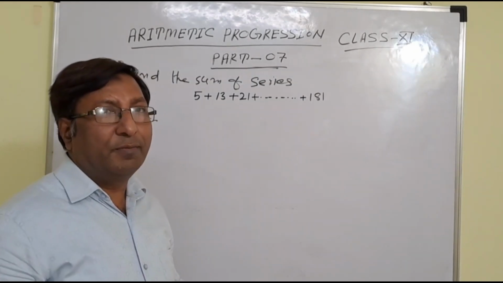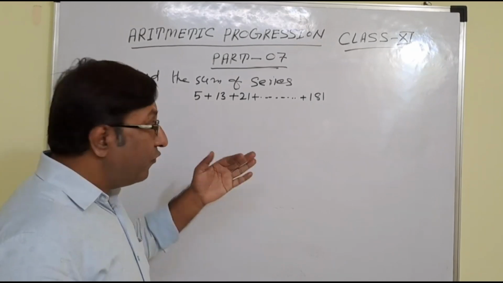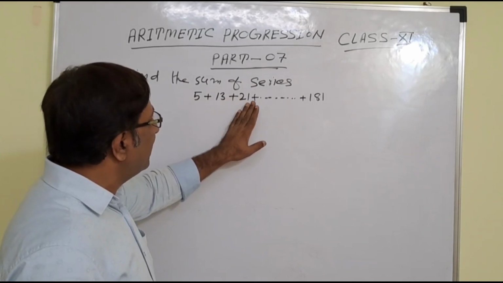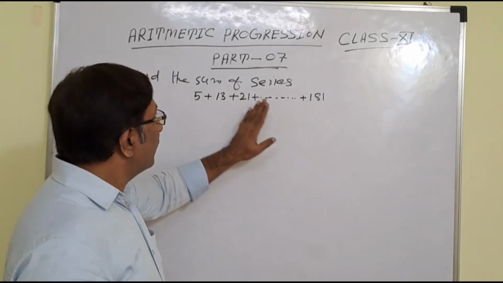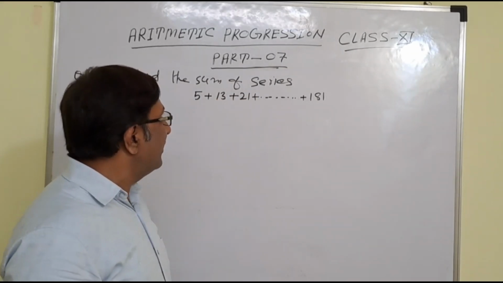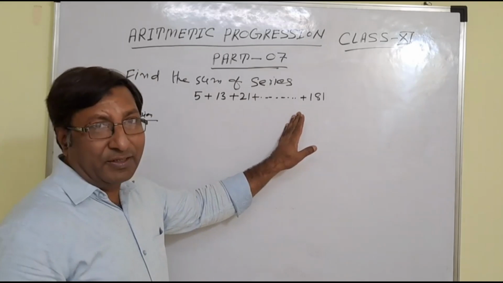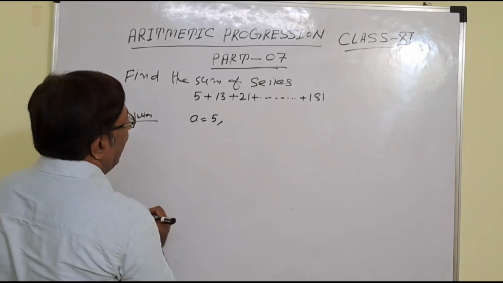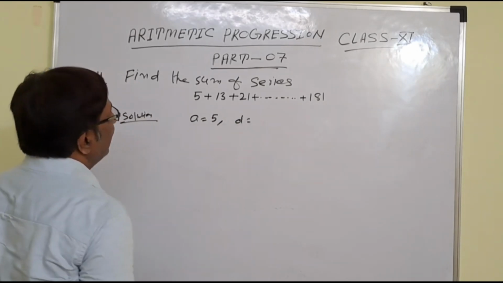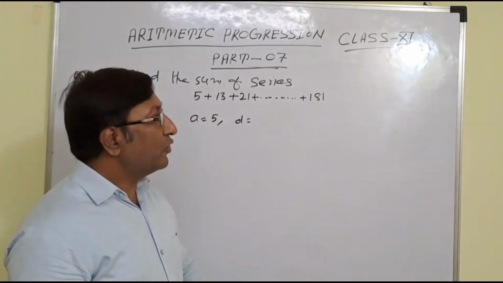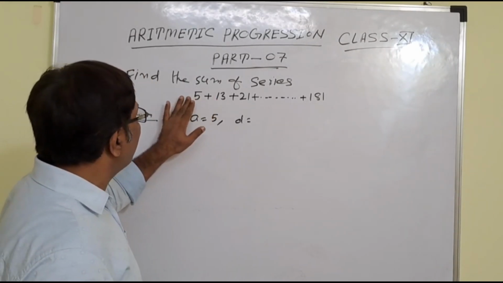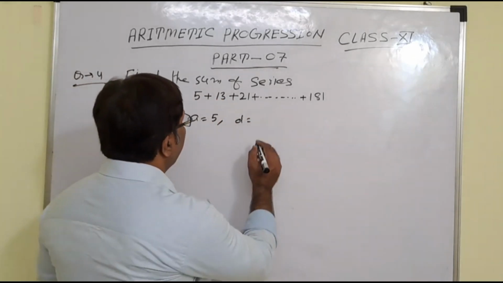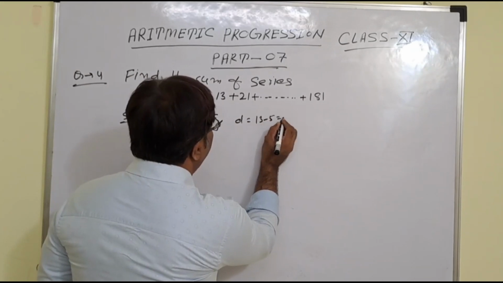Now see question number 4. The next question 4 is: find the sum of the series 5 plus 13 plus 21 plus and so on up to 181. For this type of question, the simple rule again is this. We are finding the sum of a series. The first term A is given, 5. The common difference is not given, and it is not stated whether it is an AP, so we have to check. 13 minus 5 is 8. 21 minus 13 is 8. So it is in AP, and the common difference is 13 minus 5, that is 8.